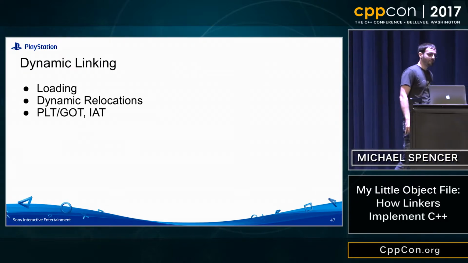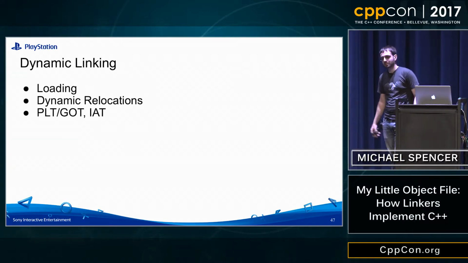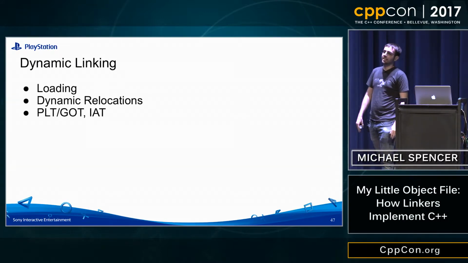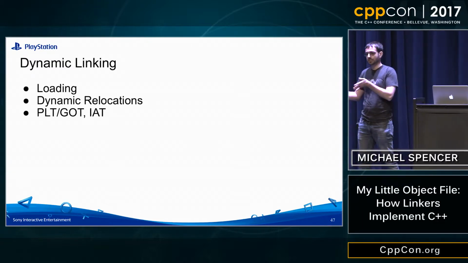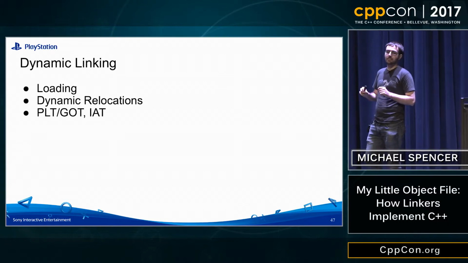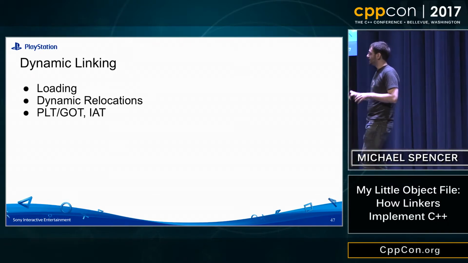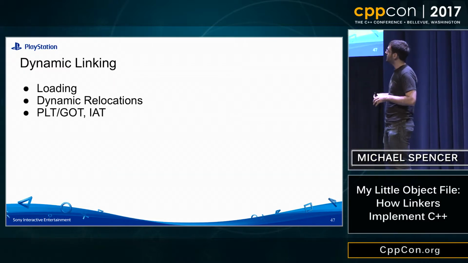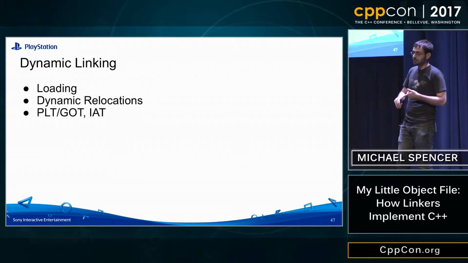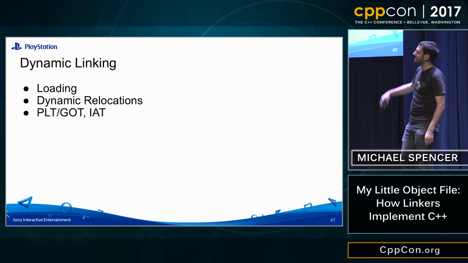Dynamic linking. So once the static linker is done, that runs on your dev machine, you've got to ship this to somebody, and they need to load it and run it. And this is actually done by dynamic linking. There are a lot of parts to dynamic linking, but the core parts are loading it, applying relocations, and this thing called the PLT GOT or IAT.